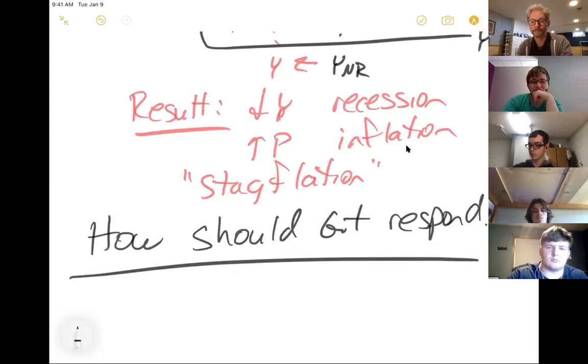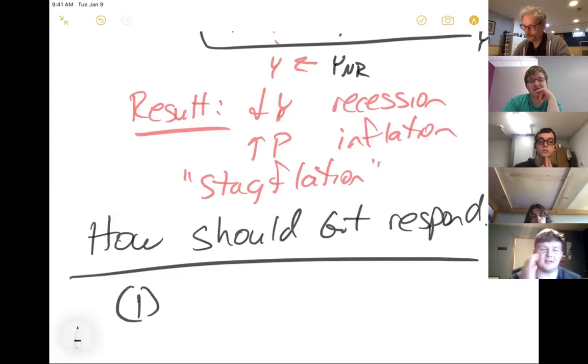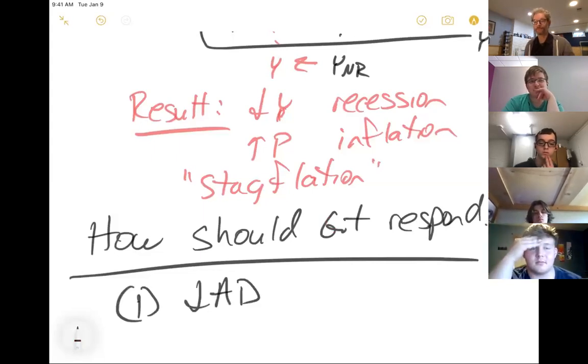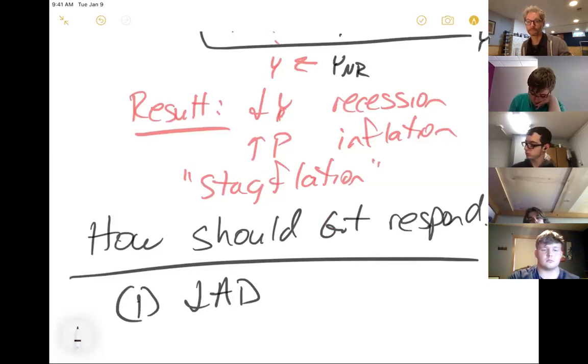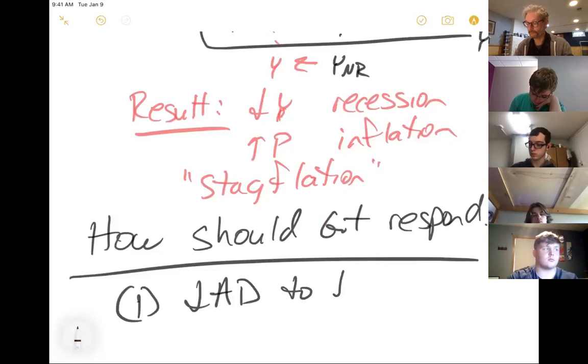Any ideas? Would we do the opposite of the demand, like lower government spending? So you mean try to reduce aggregate demand? Yeah, I mean, I don't know. Okay, so we'll consider that first. And first off, why would we want to reduce aggregate demand? Maybe to reduce inflation, right?